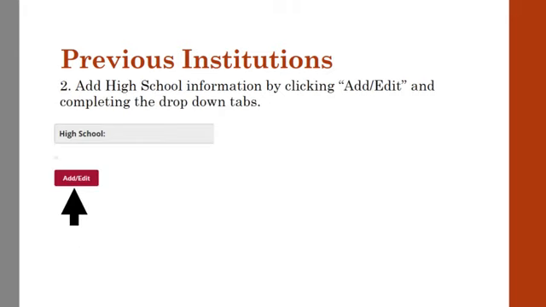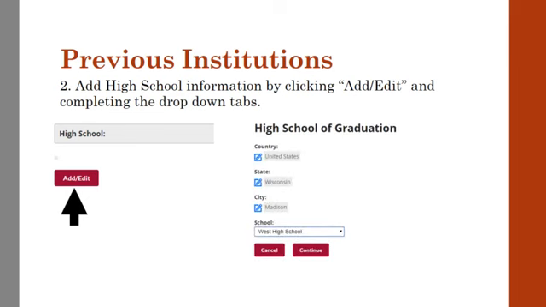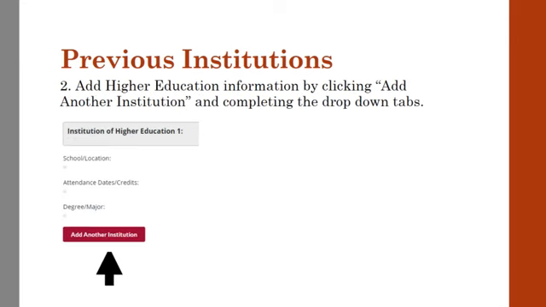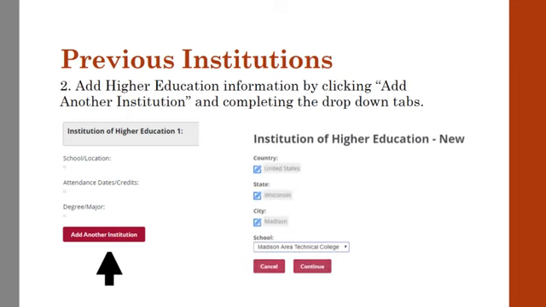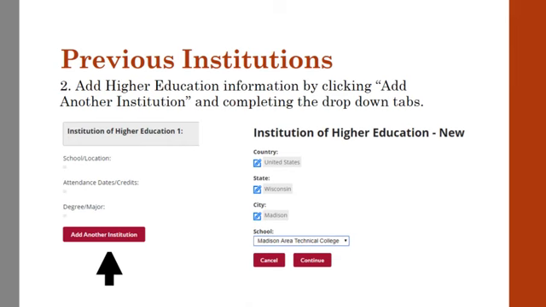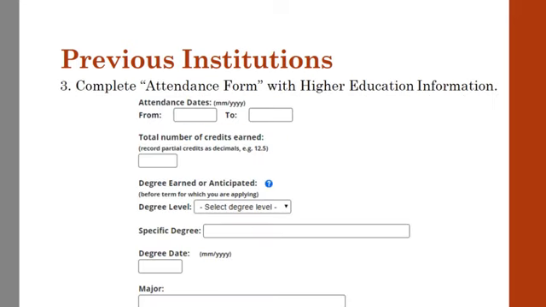A window will appear asking you to add high school information, with drop-down tabs asking for the country, state, city, and name of the high school that you attended. Next, a similar window will appear asking you to enter your post-secondary higher education information. Select Add Another Institution, and a similar window will appear with drop-down options for the country, state, city, and name of the institution that you've attended. You'll next be asked to enter an attendance form for each of the higher education institutions that you've attended.